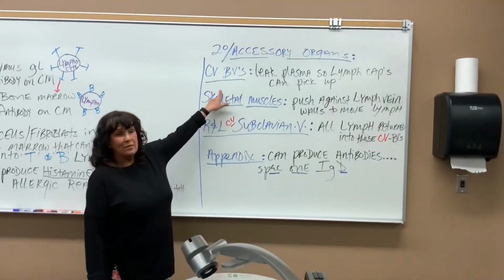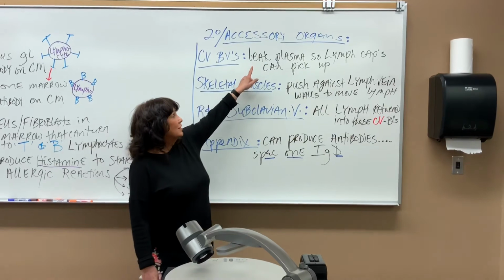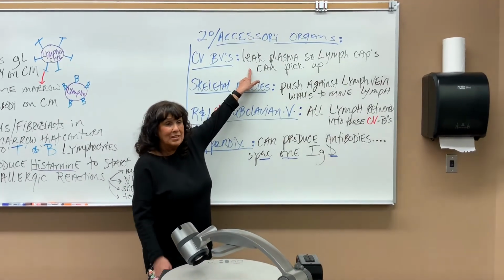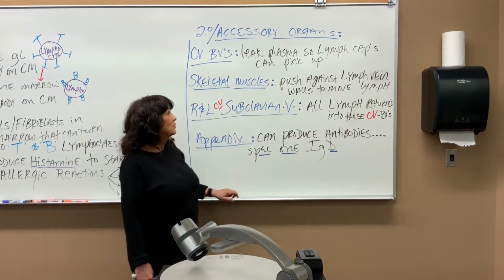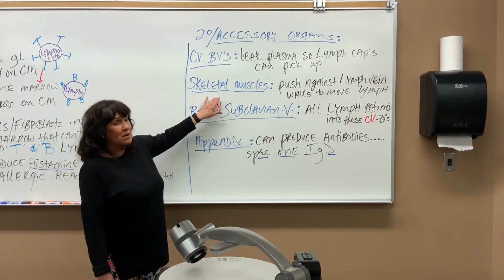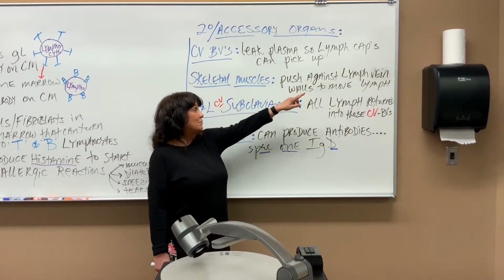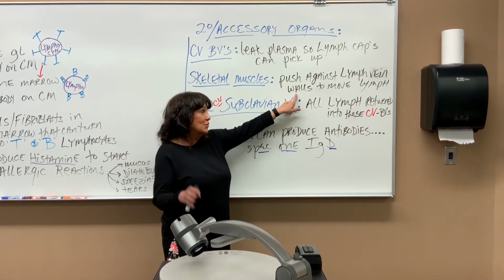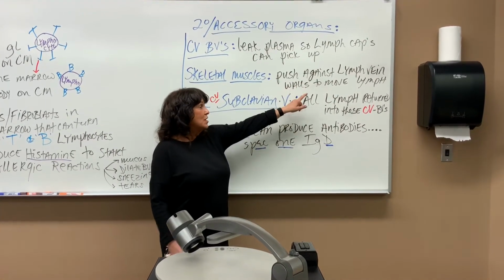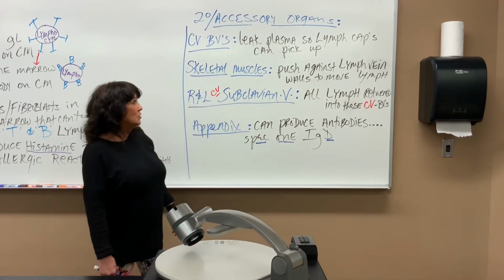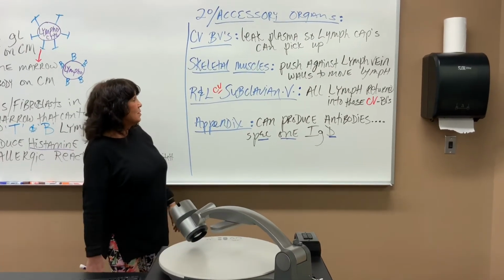Well, they'd be cardiovascular blood vessels that actually do the leaking of the plasma so that you can create lymph, right? And then we have skeletal muscles. Skeletal muscles push against the lymphatic vein wall, just like cardiovascular blood vessels, to help move the lymph, right? So it's sort of a secondary type of function.